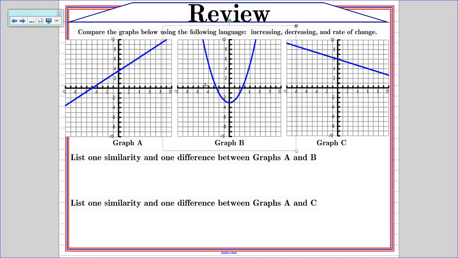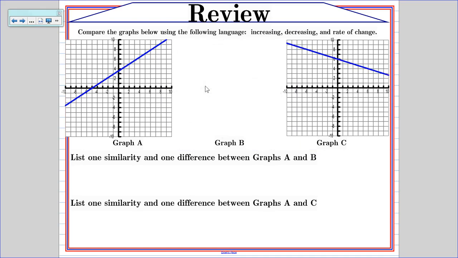All right, next challenge. One similarity and one difference between graphs A and C. Well, the immediate similarity is obvious. They're both straight lines, so they're both linear, so they both have a constant rate of change. However, graph A is increasing, while graph C is decreasing.